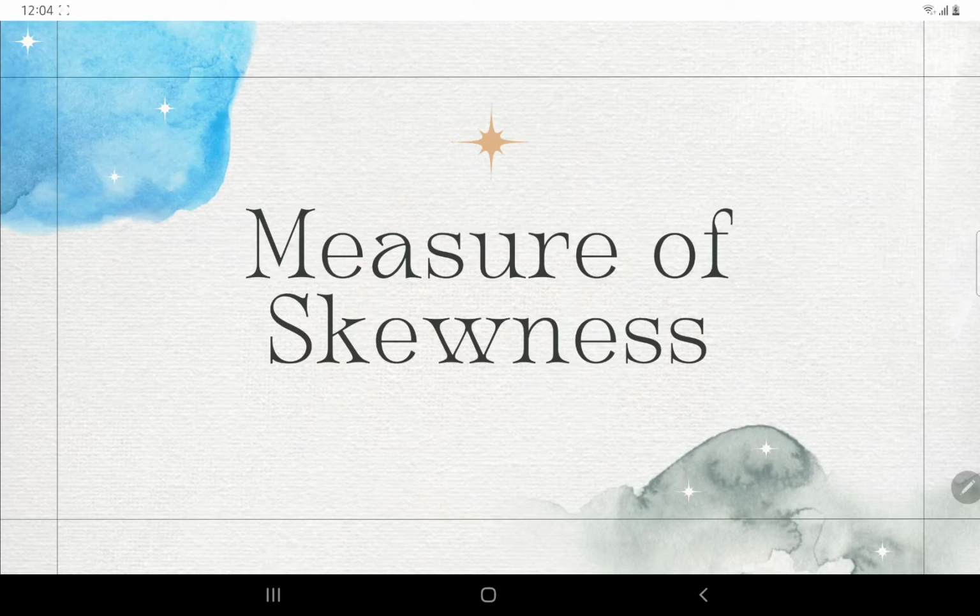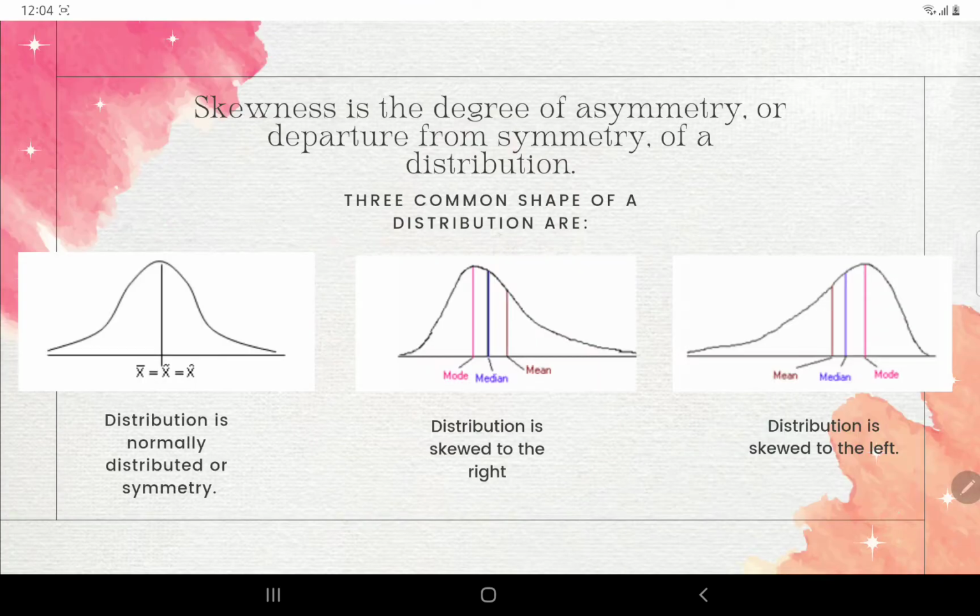Okay, the last subtopic, we are going to take a look at the measure of skewness. Other than the measures of central location and dispersion, another important measure of distribution is the skewness of the distribution. A distribution can be symmetric, skewed to the right, or skewed to the left.